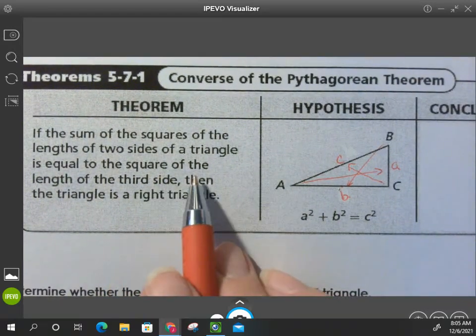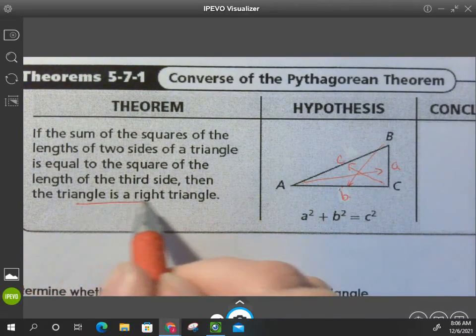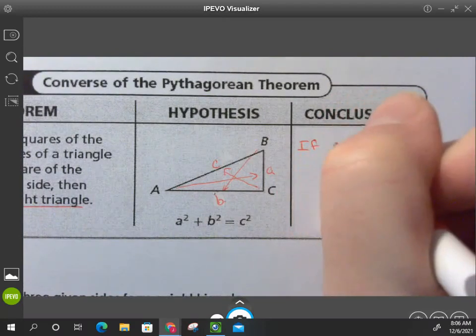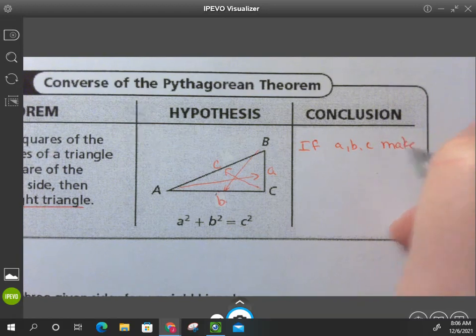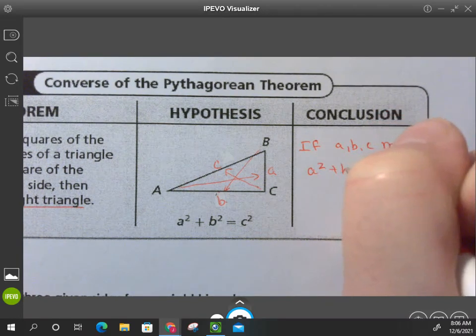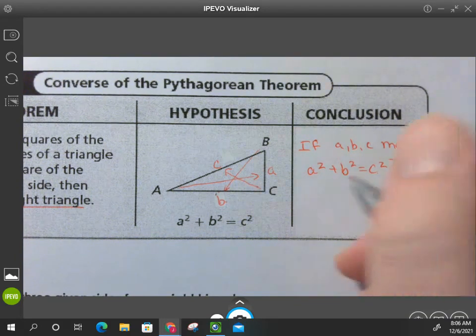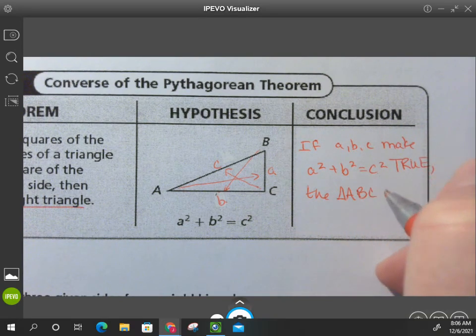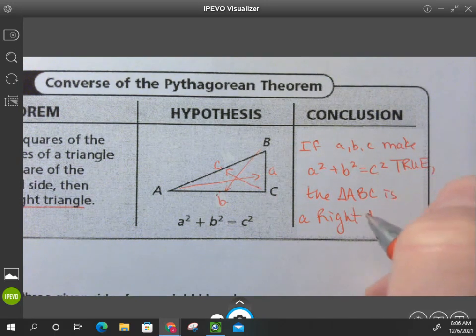Okay, if this is true, if a squared plus b squared equals c squared, then it is a right triangle. So if A, B, C make a squared plus b squared equals c squared true, if it makes it true, then the triangle that you were given, ABC, is a right triangle.